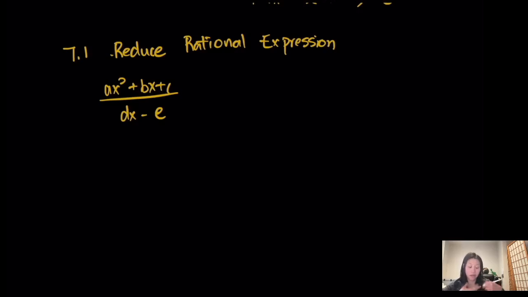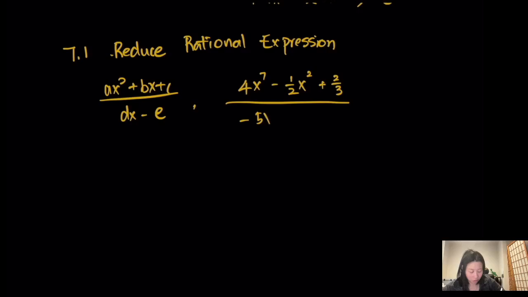It could have a degree higher than just second degree, such as 4s to the 7th minus 1/2 s to the 2nd plus 2/3 over negative 5s to the 4th plus 2 over 7th. This is also a polynomial. This is also called a rational expression.